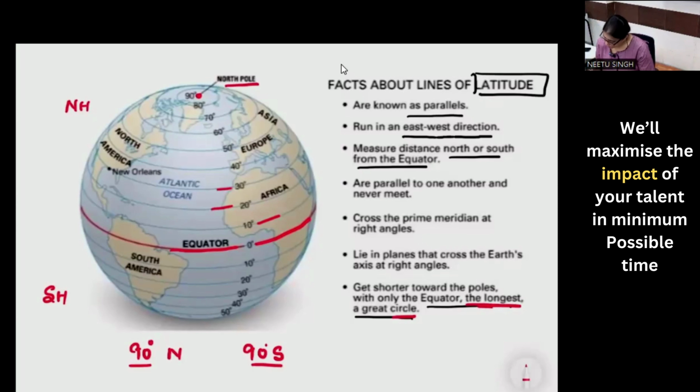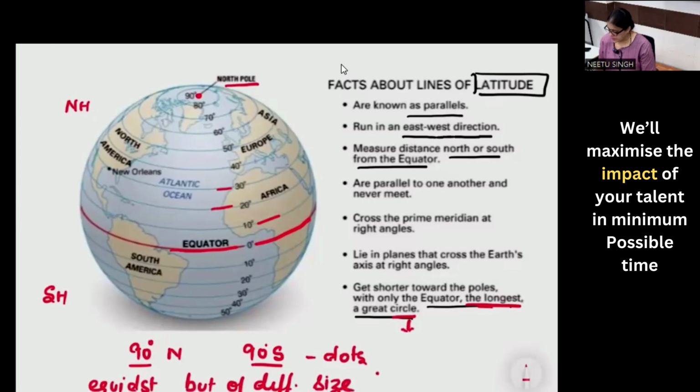Second, longest great circle with poles being just dots. That means when I talk about latitudes, they are equidistant but of different size, with the size decreasing as I increase sign of latitude.